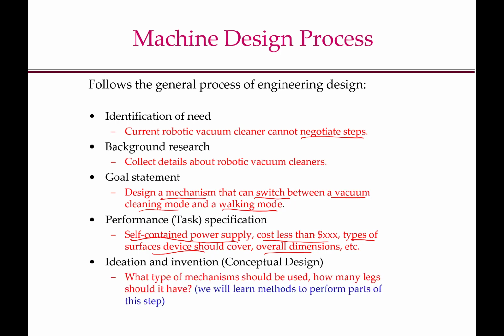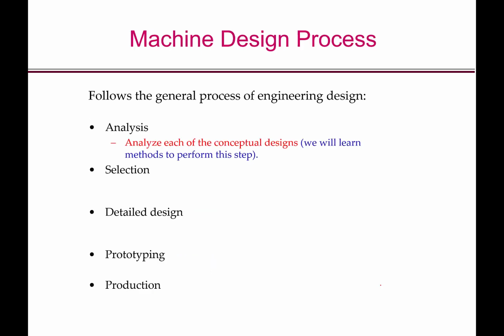The next step would be the ideation and invention step. For example, what type of mechanism should be used here? How many legs do you want to use? 2, 4? This is a step for which we will learn some methods to perform parts of this step. It is not in the context of the robotic vacuum cleaner design problem, but in other contexts. The next step would be to analyze each one of the conceptual designs. And again, we will also learn methods to perform these steps.